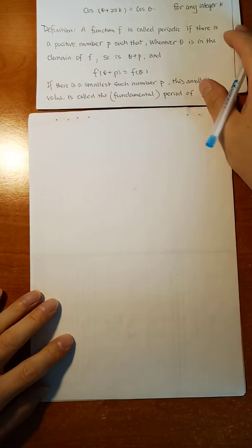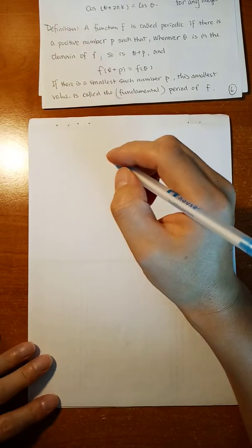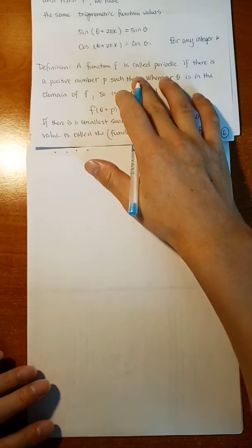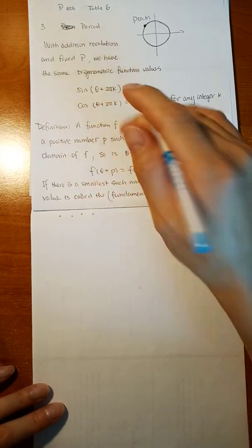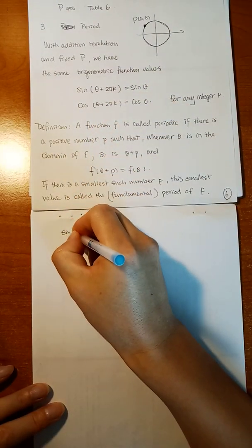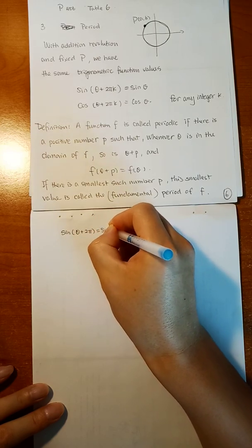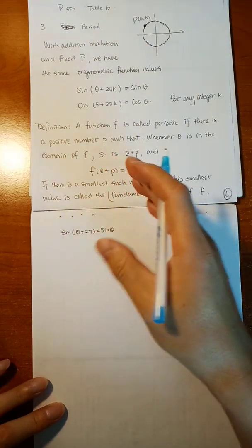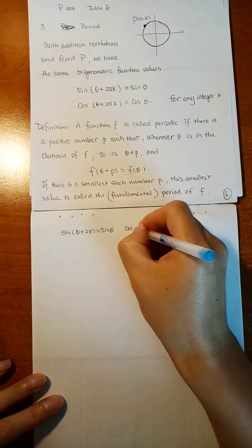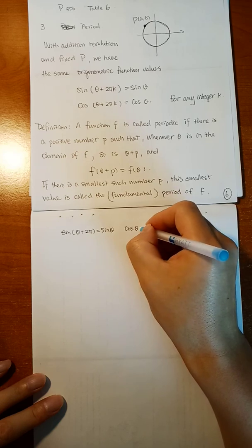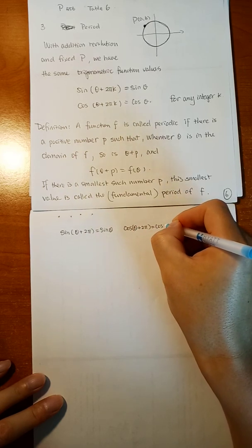Okay, let's continue the discussion of fundamental period. From the discussion, we know that the fundamental period of sine and cosine is 2 pi. So sine of theta plus 2 pi is sine theta. You add one additional revolution, you do not change the value. And the cosine, you do not change the value either. Cosine of theta plus 2 pi is cosine theta.